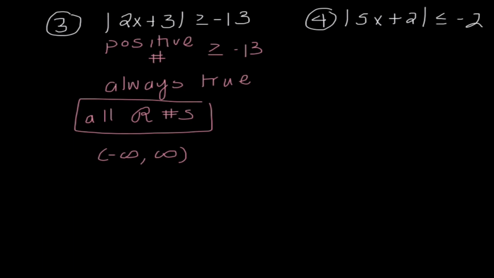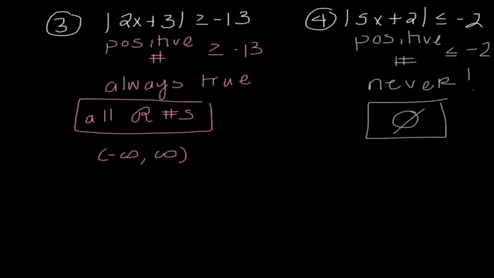If we look at number 4, this time we're saying a positive number is less than negative 2. When is a positive number going to be less than negative 2? Never. So our answer here is no solution, because there are no values that will ever work.